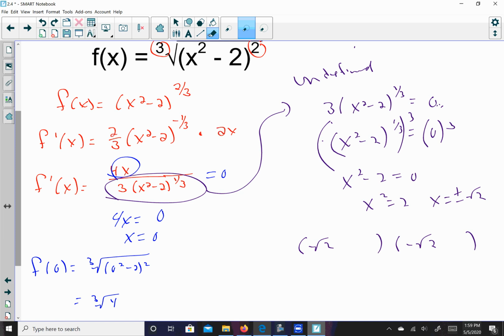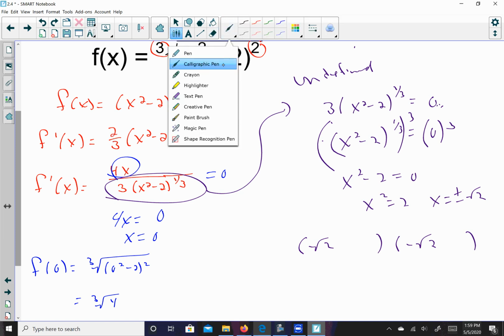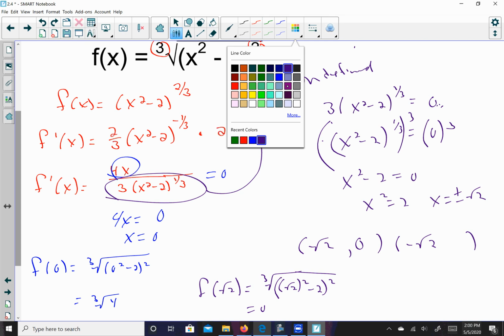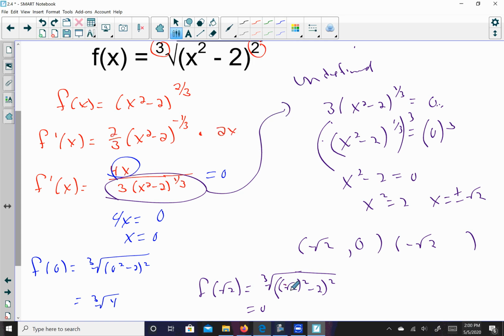f of the square root of 2 would equal the cube root of the square root of 2 squared minus 2, this whole thing squared. Well, the square root of 2 squared is 2. 2 minus 2 is 0. 0 squared is 0. So this will be 0. And it doesn't matter if I made this negative. When I square it, it's still going to be a positive 2. It's still going to equal 0. So this also is going to be the negative square root of 2, 0.